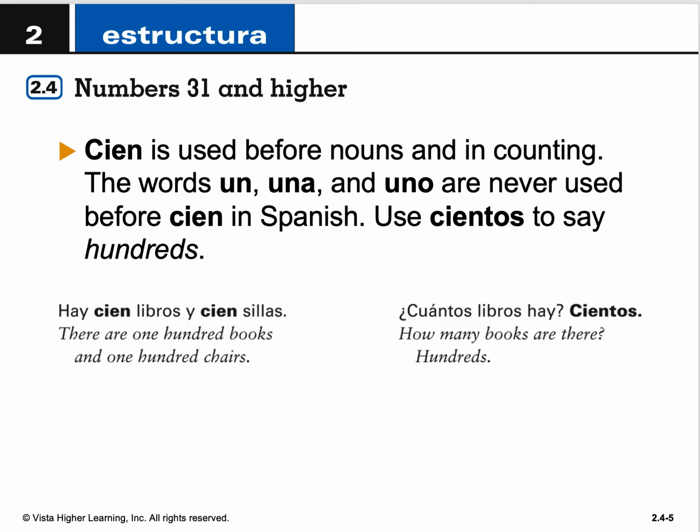Cien is used before nouns and in counting. The words un, una, and uno are never used before cien in Spanish. When will we use cientos? That would be hundreds, plural. So if it's I have 100 books, that's cien. If it's I have hundreds of books, that would be cientos.